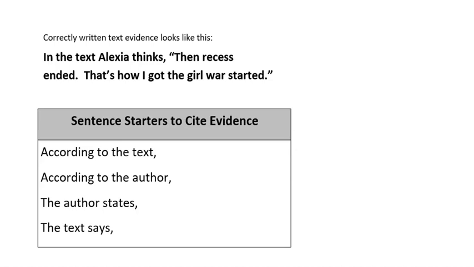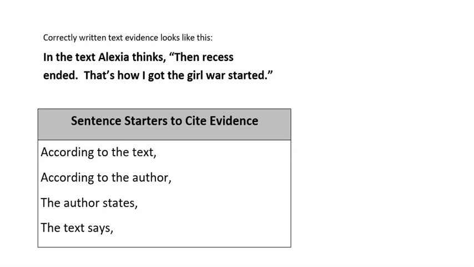Being able to cite evidence is such an important skill that you are going to use the rest of your life, whether it's in school or college or applying for a job or in your job or just in your everyday life if you're trying to prove a point and you need evidence to back up what you're trying to prove. As a refresher, there are a few things that you must have to correctly cite evidence.